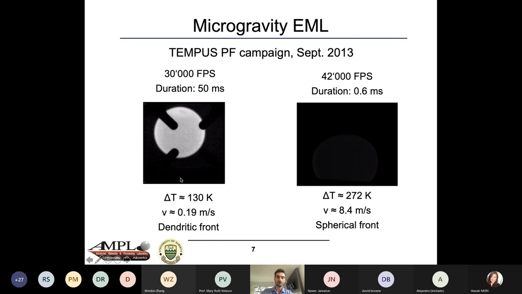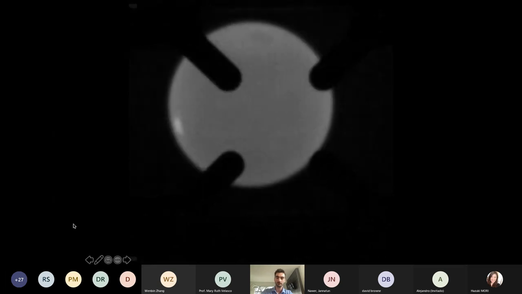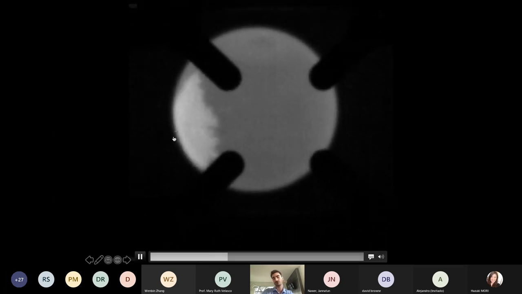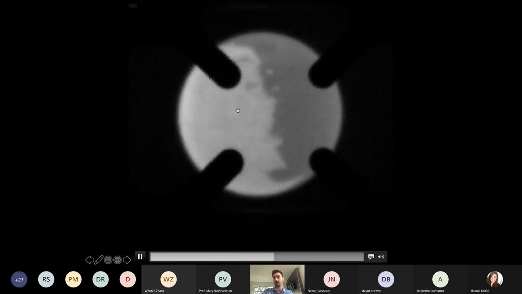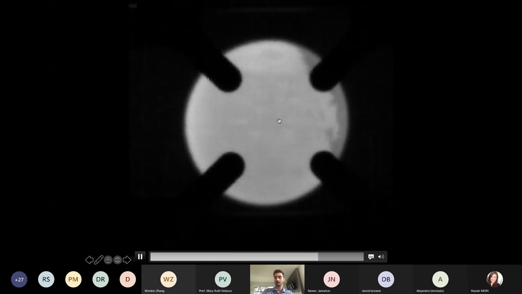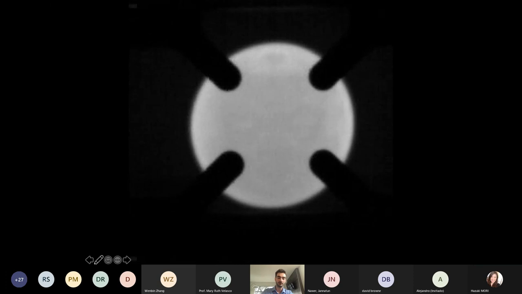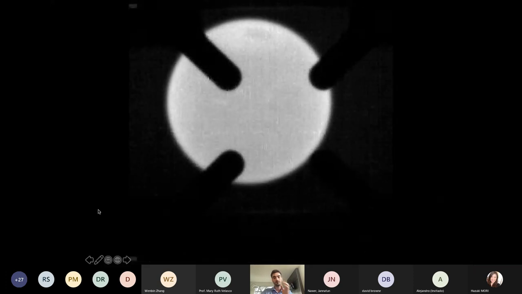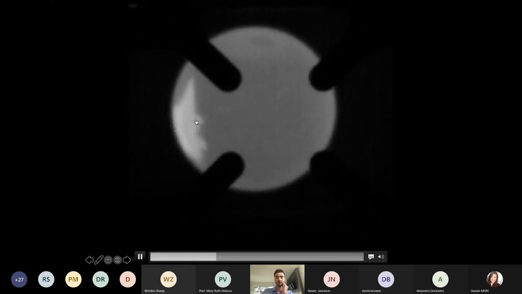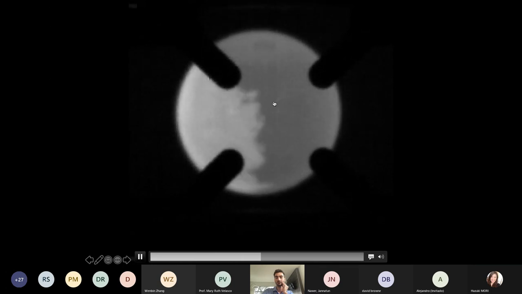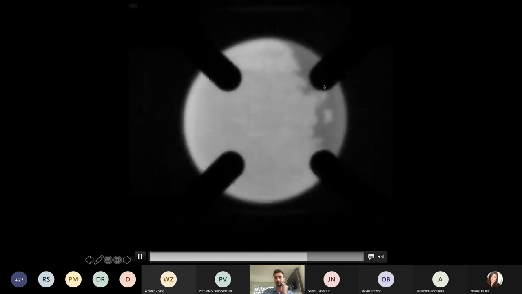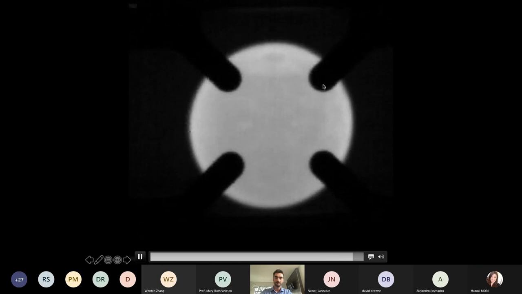On the left side, you can see that the velocity of solidification was measured at 0.19. I'm going to show you how it looks on the video. You can clearly see solidification beginning from the left and going to the right side. I'm going to just play it again. You have what is called dendritic growth and some spontaneous nucleation points along the way.